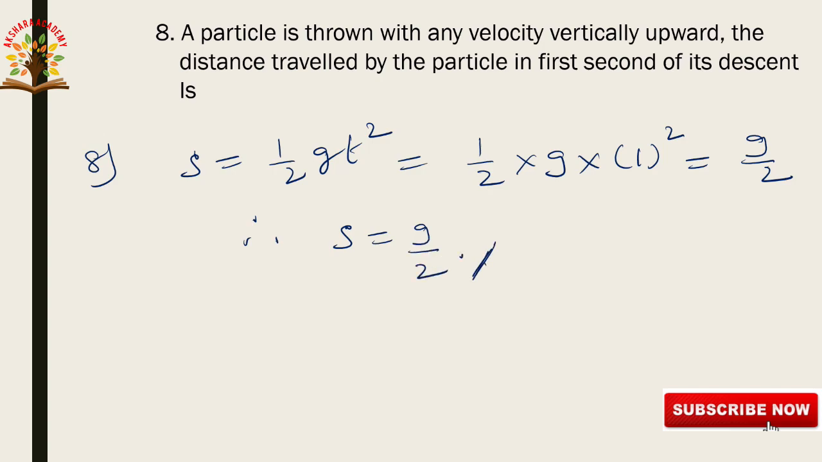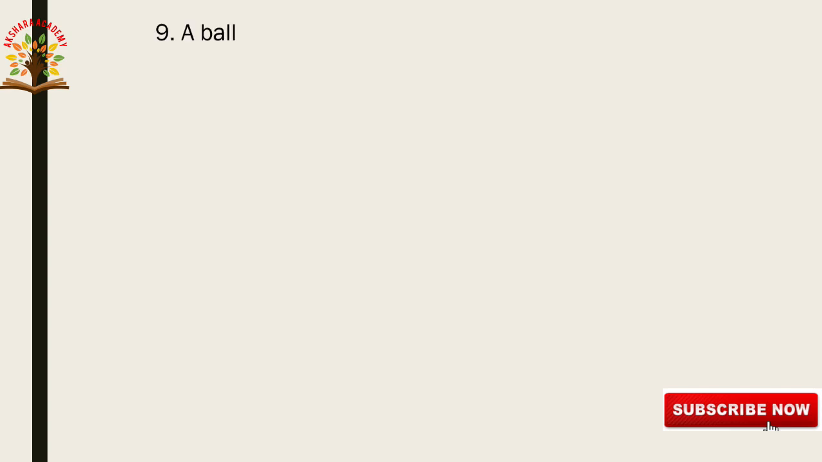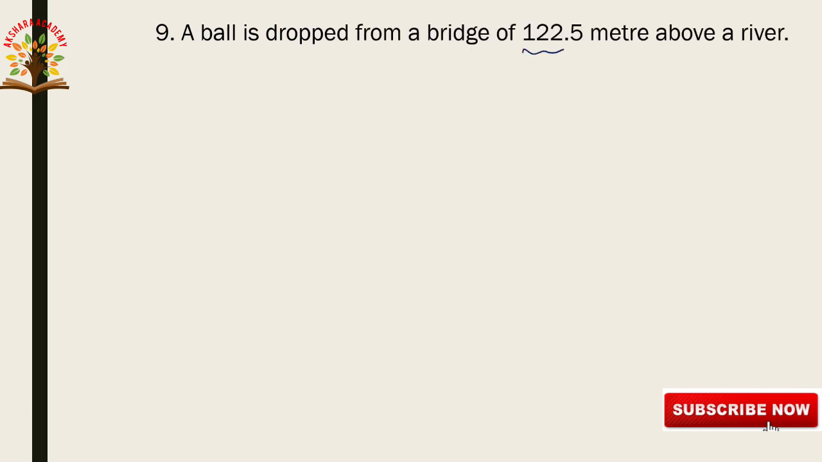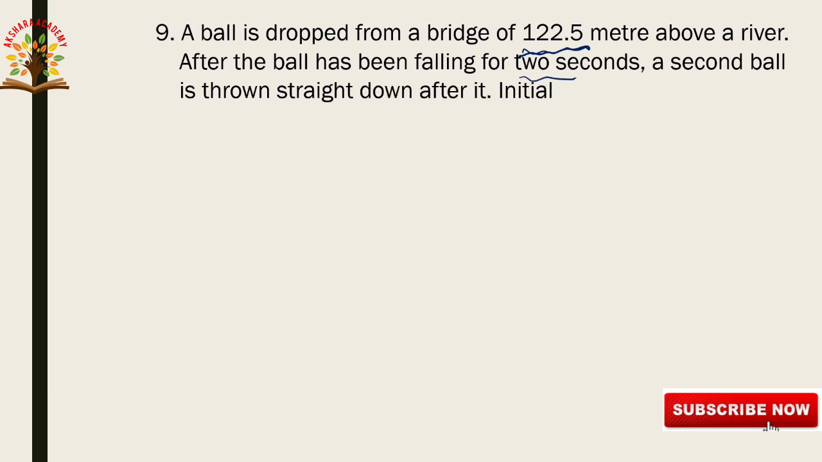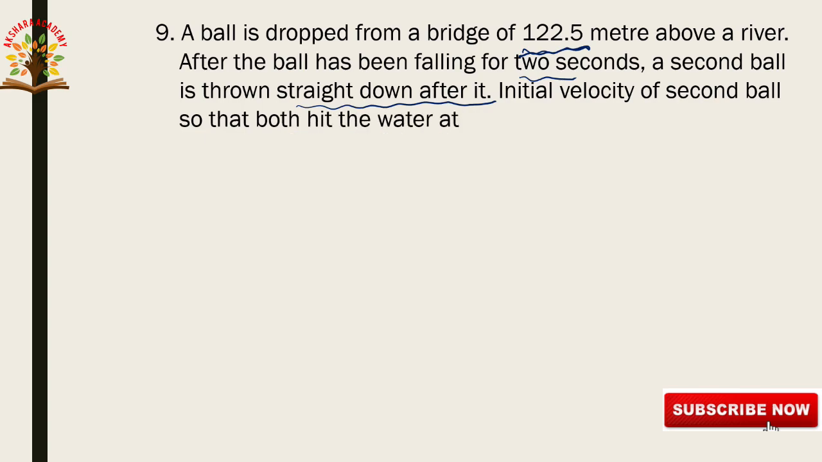Next we will go to the next question. A ball is dropped from a bridge 122.5 meters above a river. After the ball has fallen for 2 seconds, a second ball is thrown straight down after it. The initial velocity of the second ball so that both hit the water at the same time is? Now let us go to the solution.